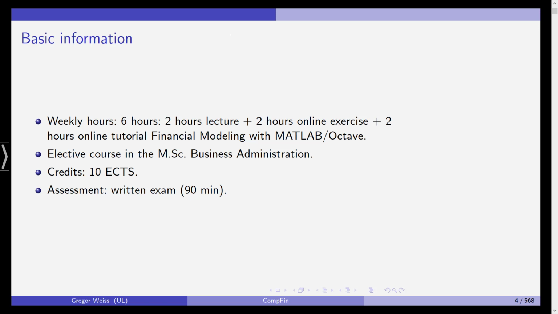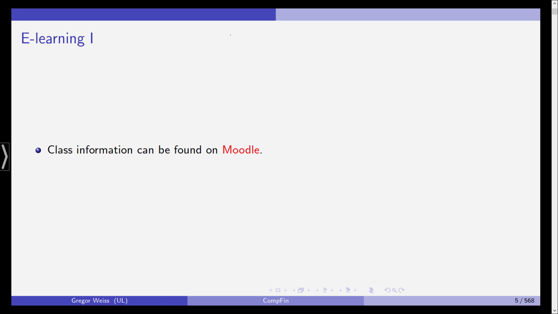This is an elective course in our master's degree in business administration, and you can earn 10 ECTS points if you complete the module. The assessment, this is the current status, imagining and hoping that we are all vaccinated by July and we are able to reopen the university. So the assessment will be a written exam of 90 minutes length. If not, as you've probably seen last semester, we'll have some alternative that will probably be a term paper or a take-home exam that you have to do at home.